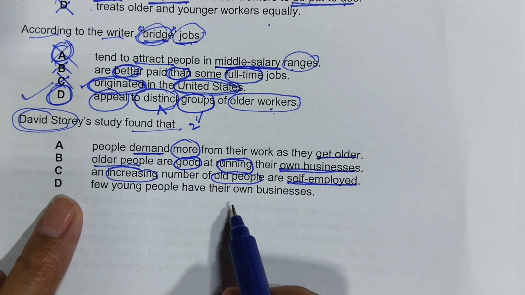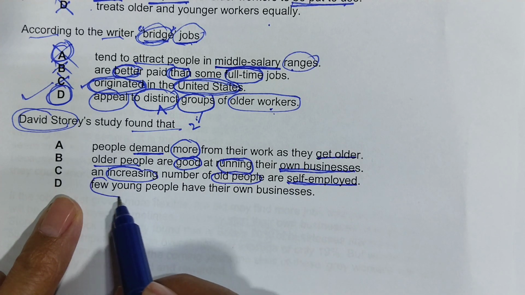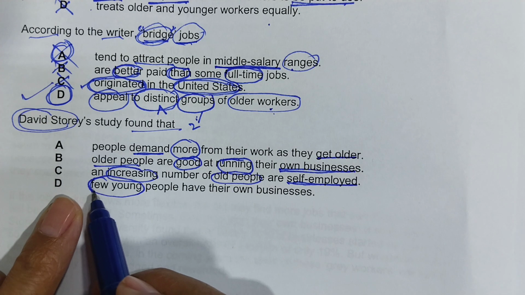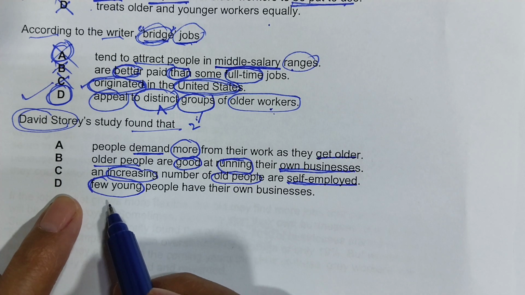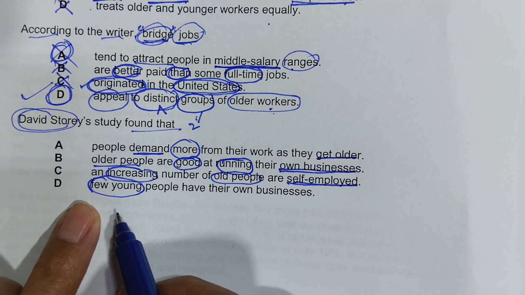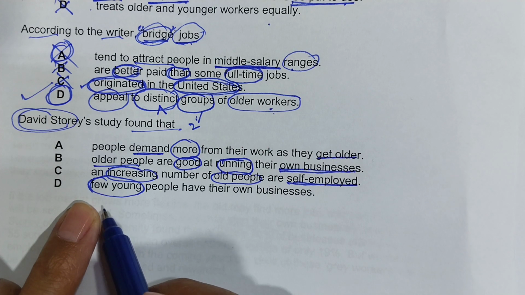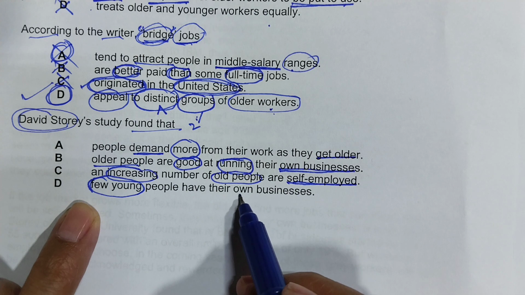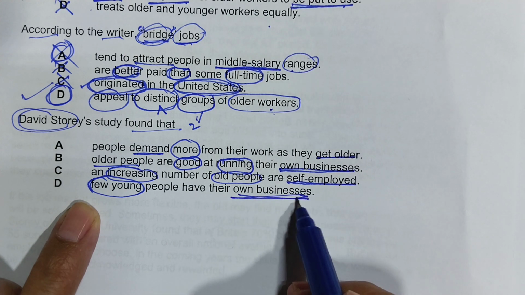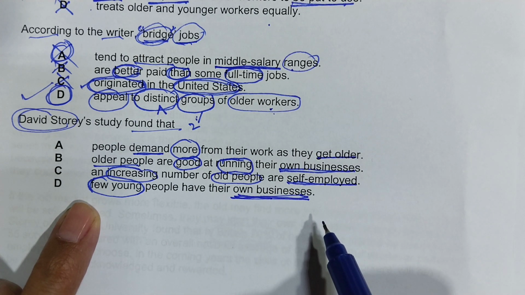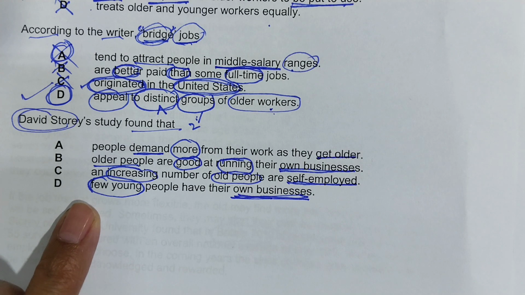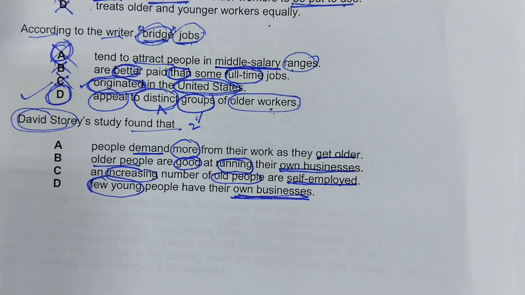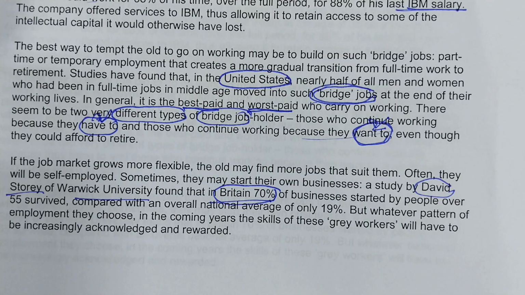Few young people have their own business. Few young people. This word few is always alarming. Few, little, more, many, most. You need to be very careful with these types of words, especially in MCQs and in true, false, not given, yes, no, not given. People have their own businesses. So now I have underlined the keywords. Now I will go for the details in the paragraph.